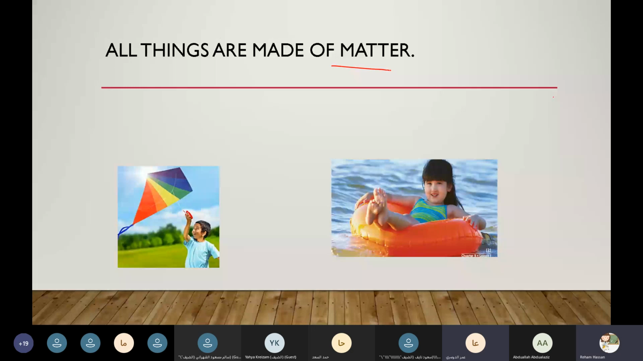So you are made of matter also? Amazing, and what else? All of what is around you is matter. I am matter. The box is matter. The glass is matter. All the things. Amazing, honey. You are excellent, MashaAllah. So Omar told us that all things around us are matter, okay? I am made of matter, you are made of matter, everything around us is made of matter.